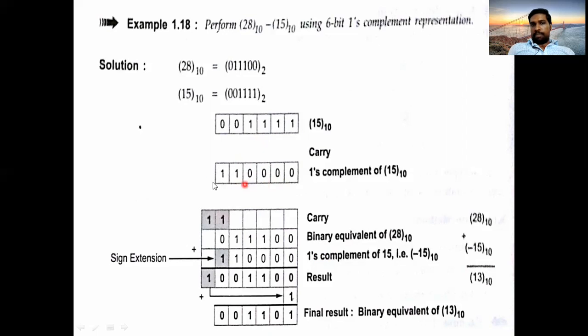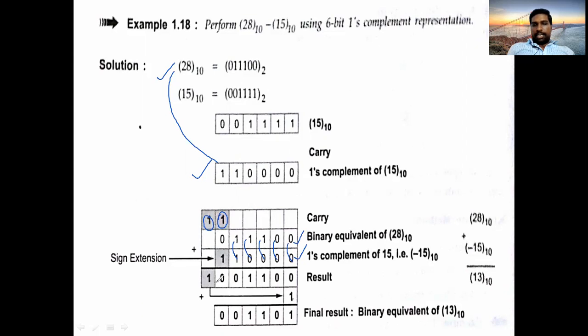What is the second step? Add A plus 1's complement of B. You should add these two numbers. This is A, this is the 1's complement of B. So 0 plus 0 is 0. 0 plus 0 is 0. 1 plus 0 is 1. 1 plus 0 is 1. Here 1 plus 1 is sum 0 carry 1. This is the carry. Now again 1 plus 0 is 1. 1 plus 1 again sum 0 carry 1.